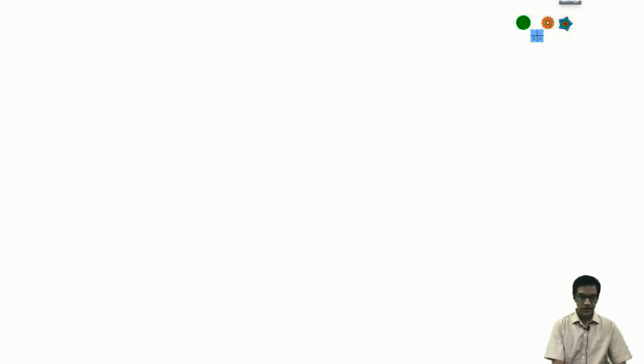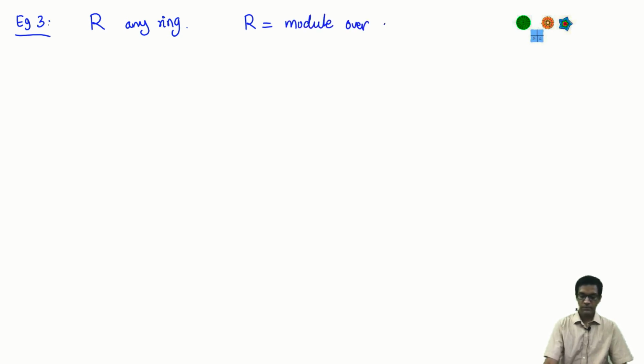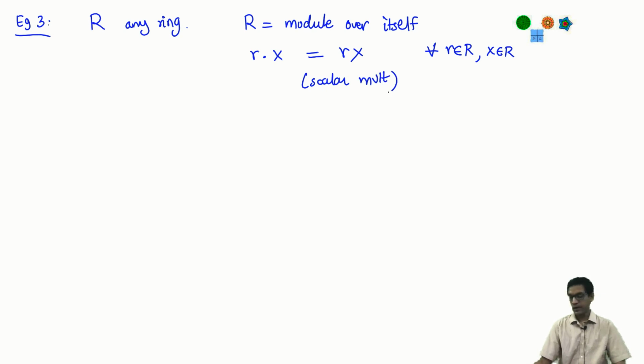Okay, now here's another interesting example, slightly more general, which is that suppose R is any ring, and recall that I can think of R as a module over itself, with respect to this left multiplication action. So what is the scalar multiplication on x? It just multiplies r x. Okay, so this is the scalar multiplication operation, and addition is of course the usual addition on the ring.